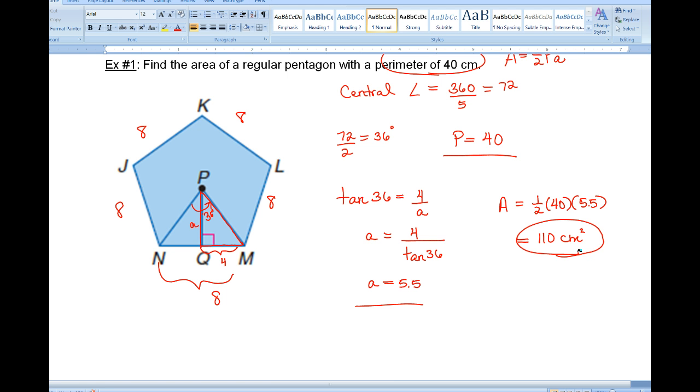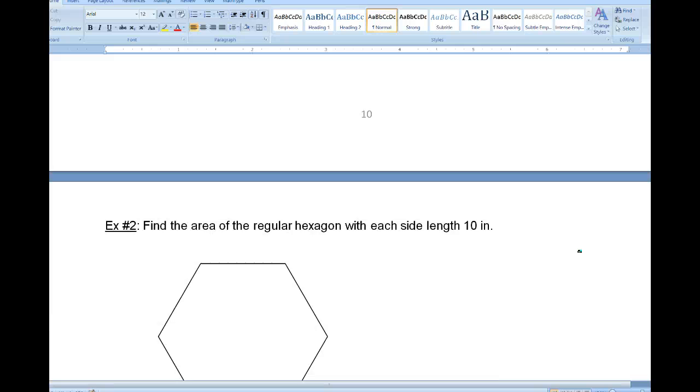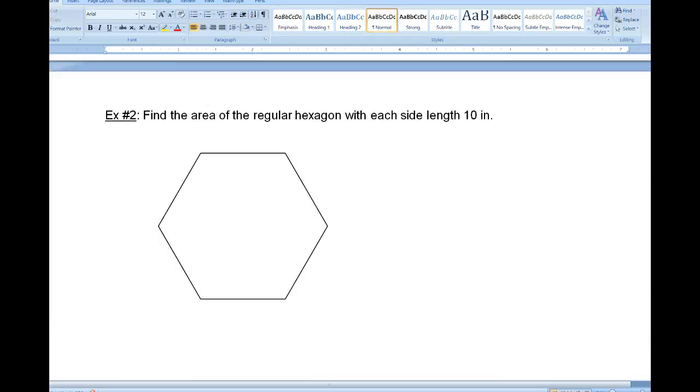There's no such thing as centimeters squared. That's just how people say it. The unit is a square centimeter. If you really want to, you can write it out. You put SQ for square. That's the abbreviation for square.